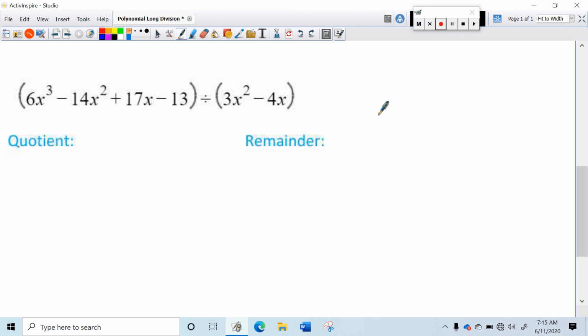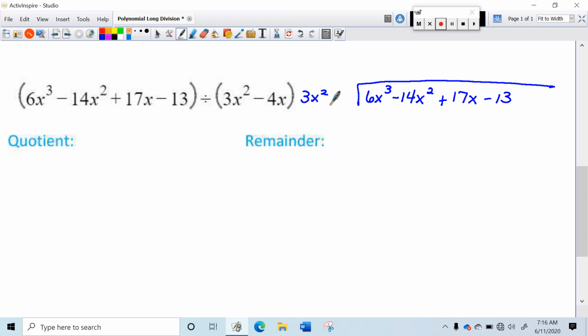The next one, I have 6x cubed minus 14x squared plus 17x minus 13. I am dividing by 3x squared minus 4x, just dealing with the first terms. So 6 divided by 3 is 2. I want 3 x's, but I have 2, so I'm missing an x.